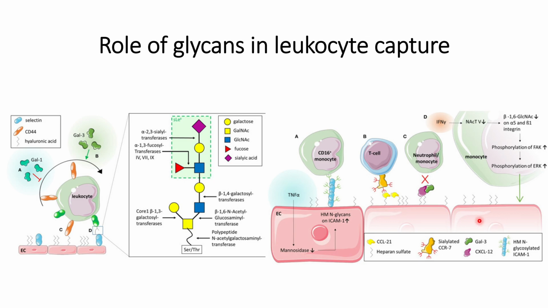So this is just an overview of how these glycans can affect leukocyte capture on the endothelial cells, and this property of the glycans is sometimes exploited by cancerous cells for metastasis or migration. So I hope you got a basic idea about the role of glycans in leukocyte capture.